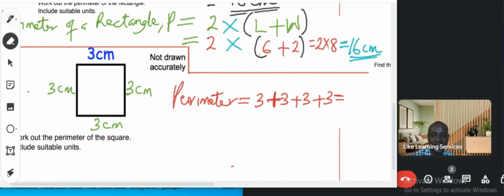Always use the unit there because it says you should include. Anytime you write the perimeter of a shape, you should include the unit. Whatever unit is given there is what you should include, okay?